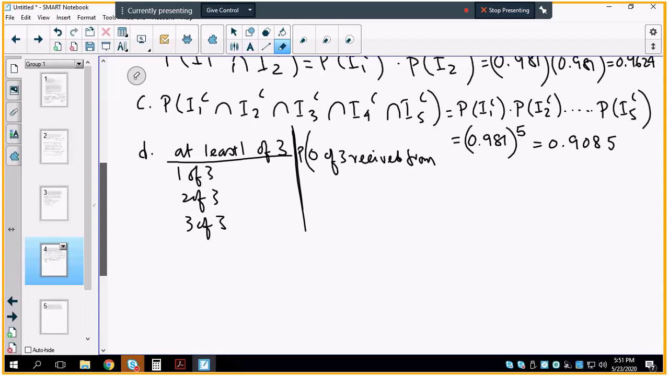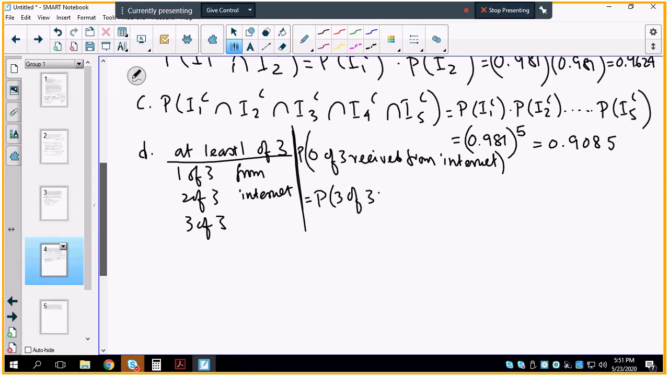So the question asked me to find the probability of at least 1 of 3 received information from internet. So I'm interested in understanding that. So what I said, 1 of 3 from internet, 2 of 3 from internet, 3 of 3 from internet. What it didn't talk about is 0 of 3 received their information from internet. That's what I'm trying to find out instead, which is the probability 3 of 3 received their information from sources other than internet.